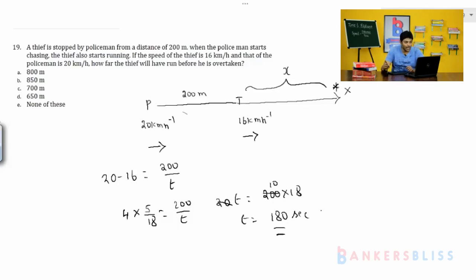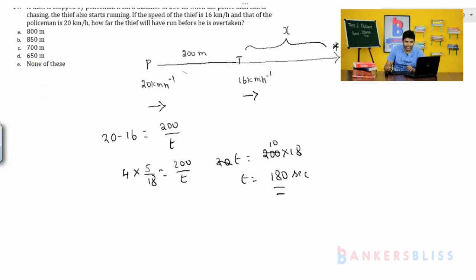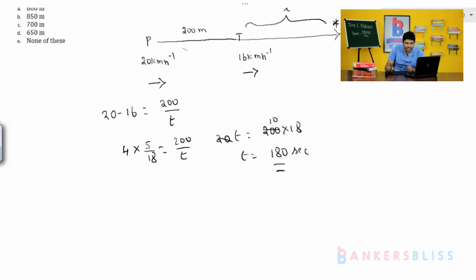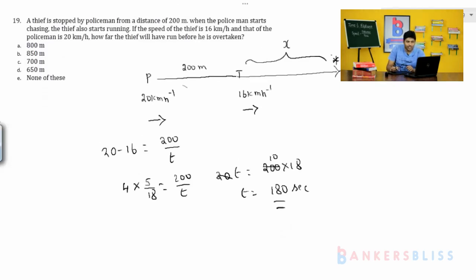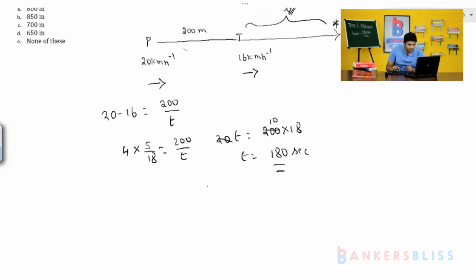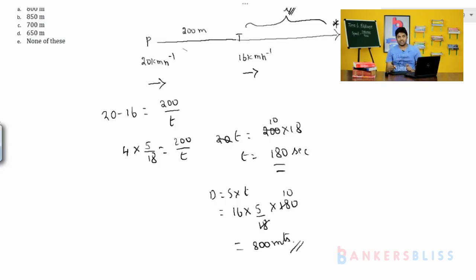So, the thief and policeman have traveled 180 seconds. Now, we have to calculate the distance between the thief's starting point and where the policeman caught the thief. How to calculate that distance? See here, distance is equal to speed into time. The speed 16 kilometer per hour has to be converted into meter per second, 5 by 18, into time taken 180 seconds. So, 18 tens are 180, and 16 into 5 is 80, that is 800 meters. Very simple.